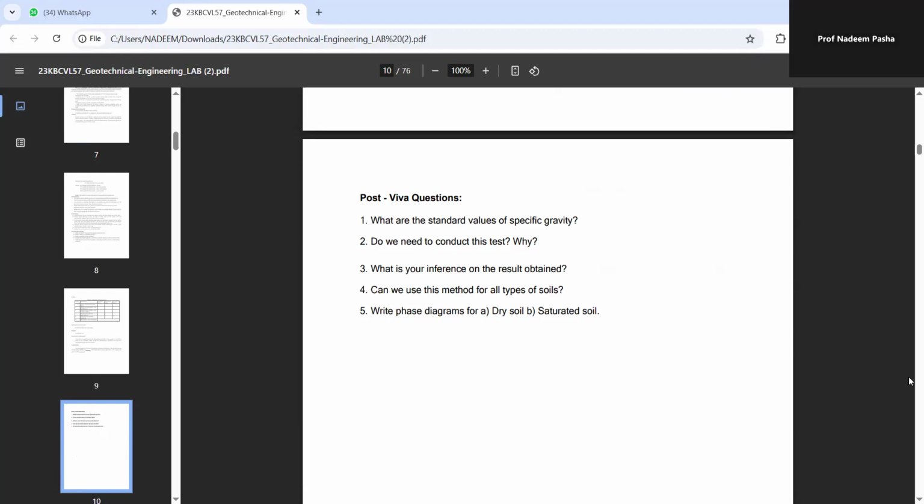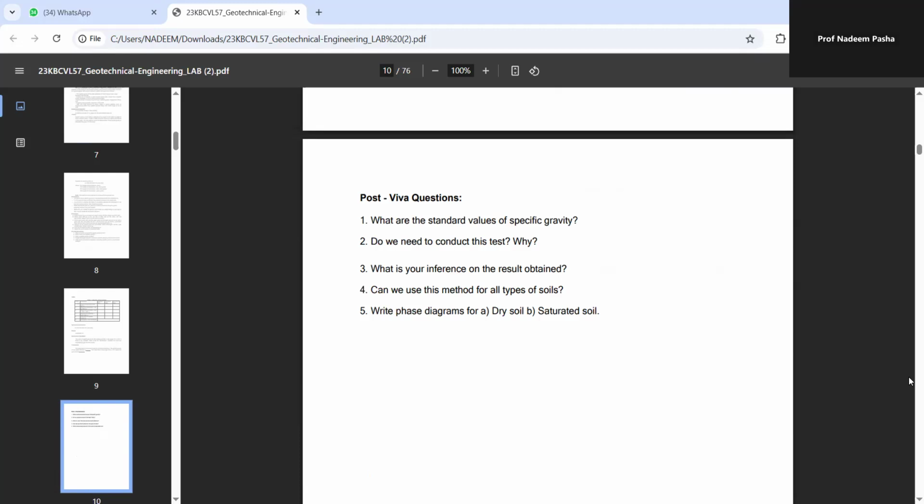Write the phase diagram for dry soil and saturated soil. Phase diagram is nothing but, normally, soil is classified as a three-phase system consisting of water, air, and solid. This you have studied in geotechnical engineering also. Using that, you can draw the phase diagram for dry soil and saturated soil. Dry soil will not contain water, while a saturated soil will contain water.